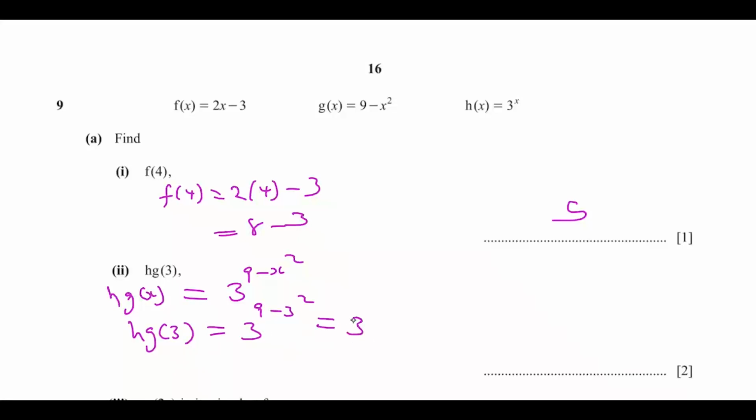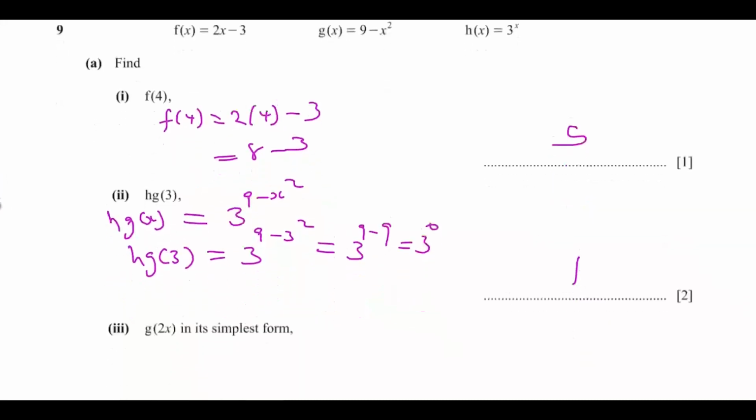This will be 3 to the power of 9 minus 9. This is because 3 to the power of 0 is equal to 1, as you know that anything to the power of 0 is 1.